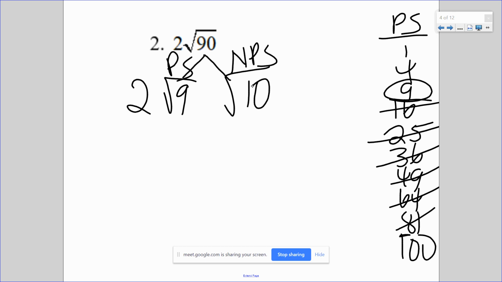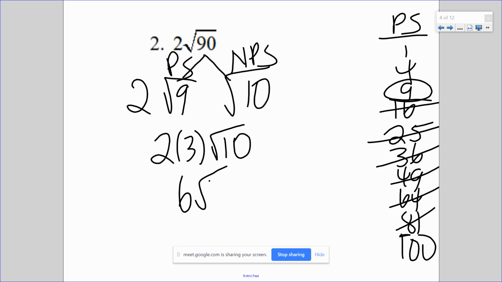That's step 1. Step 2, take the square root of my perfect square. The square root of 9 is 3. Non-perfect square comes down. And if there's something in front, I'm just going to multiply that by what it's outside. And I end up with 6 rad 10.